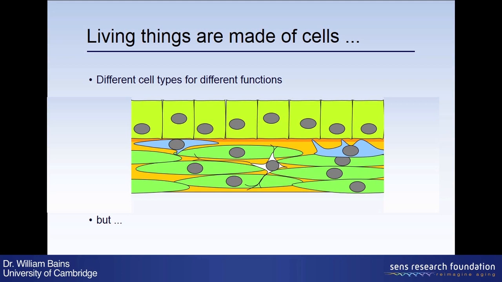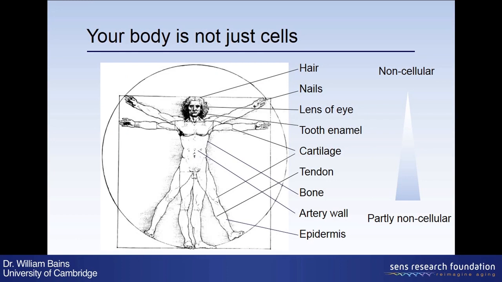Lots of components of our bodies are made of things other than just cells. Some components are almost entirely made of non-cellular material. Things like hair and nails don't have living cells in them. The lens of your eye is almost entirely non-cellular material called crystallins, and we'll come back to them in a minute. The enamel of your teeth is mostly not cells. Cartilage has a lot of non-cellular material, and so on all the way down through the components of your body. So cells are not the only story, and other materials outside the cells are important.